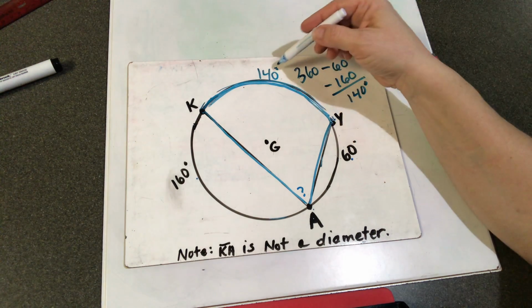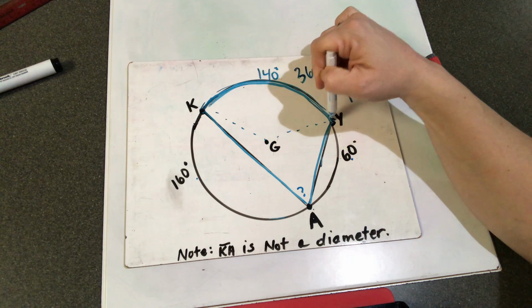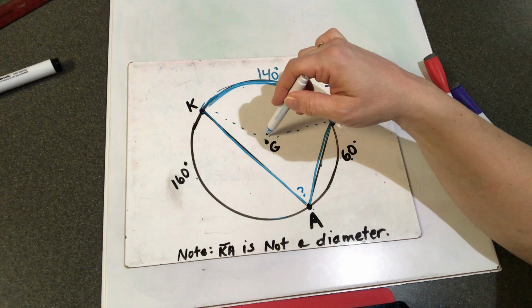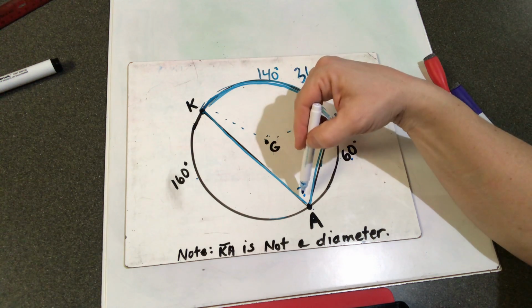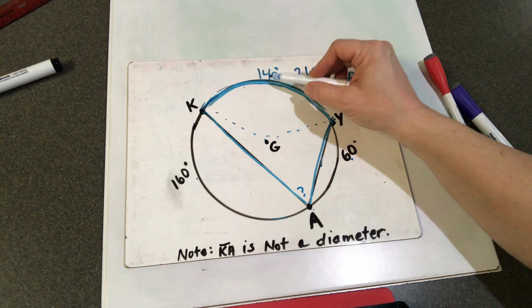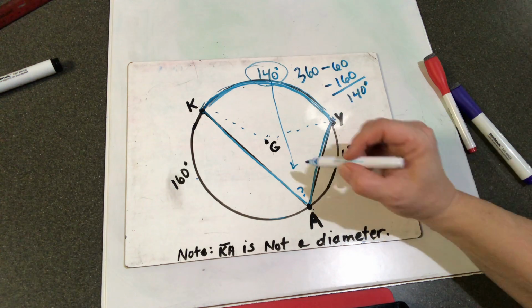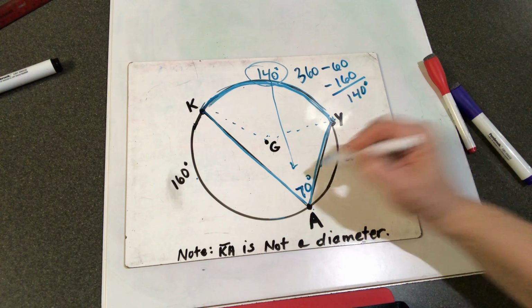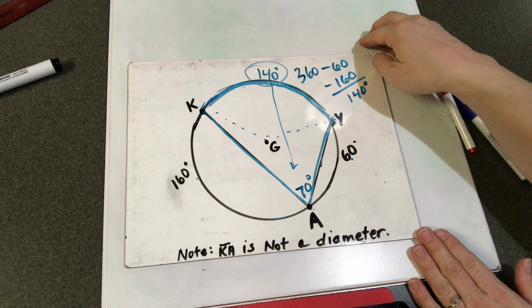Now remember, if we were going to the center of the circle, it would be the same measure. So if this is 140, this is 140. But we're not. We're going all the way across the circle. So an inscribed angle is half. If this is 140 degrees, then by the time we get over here, it's only 70 degrees. Okay, so we've solved that one.